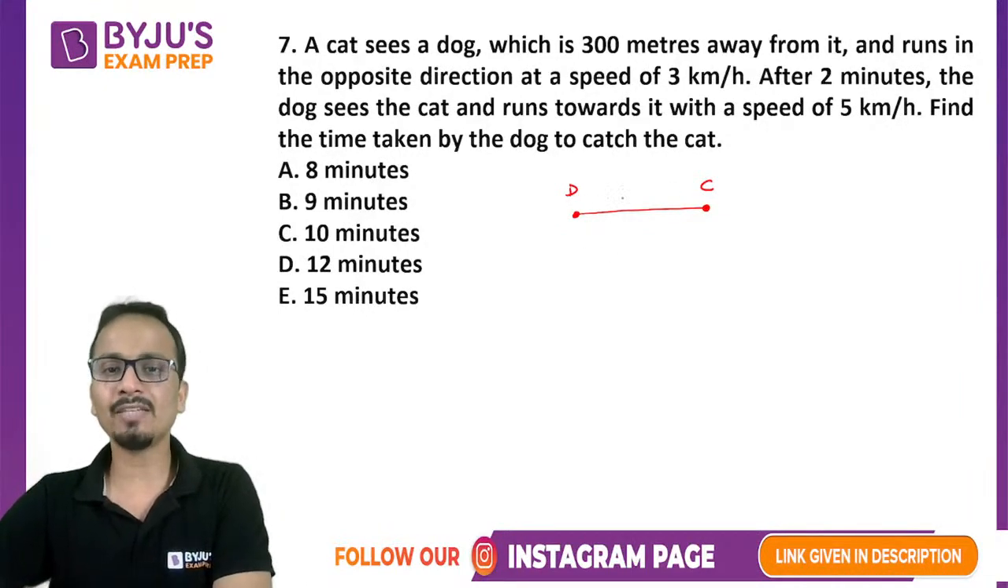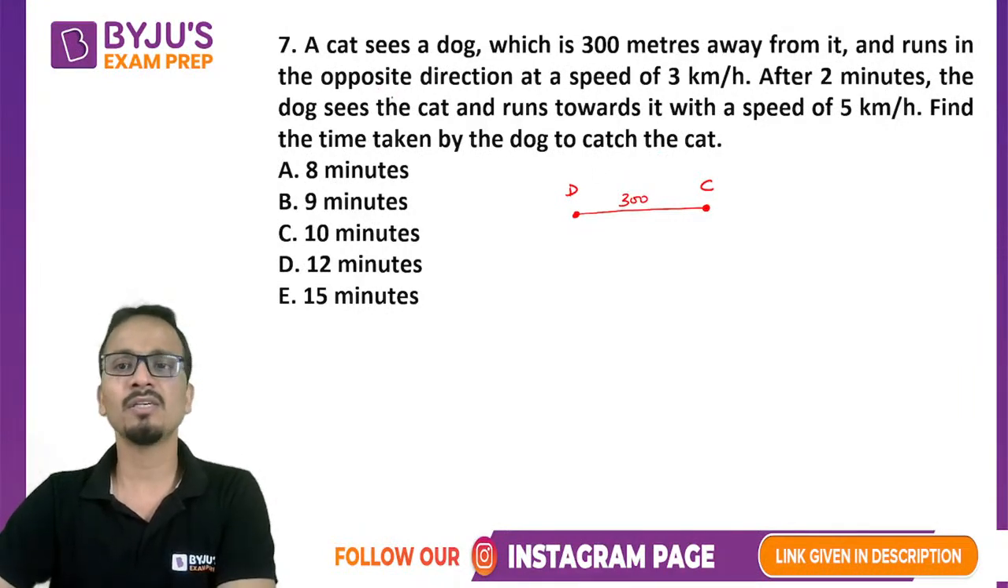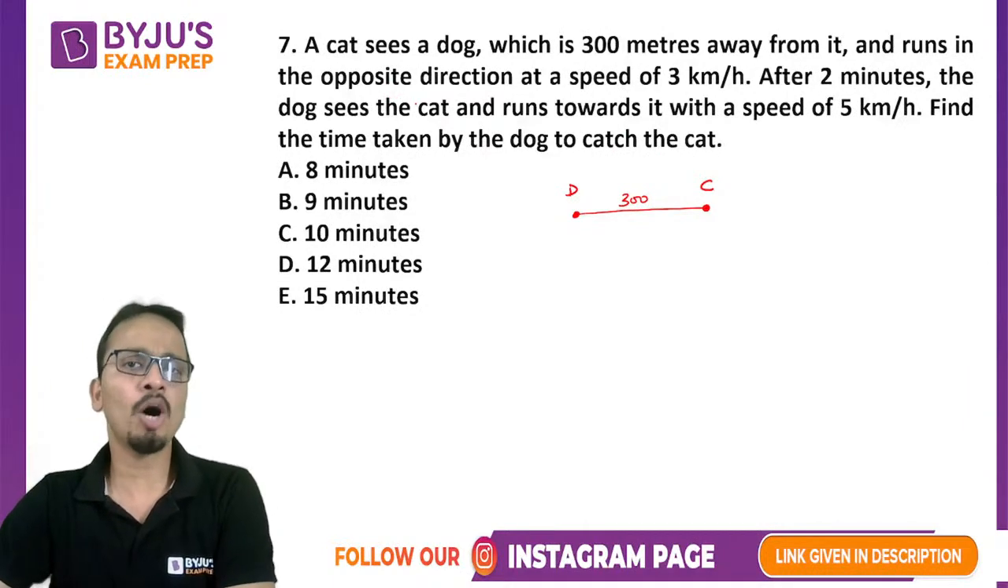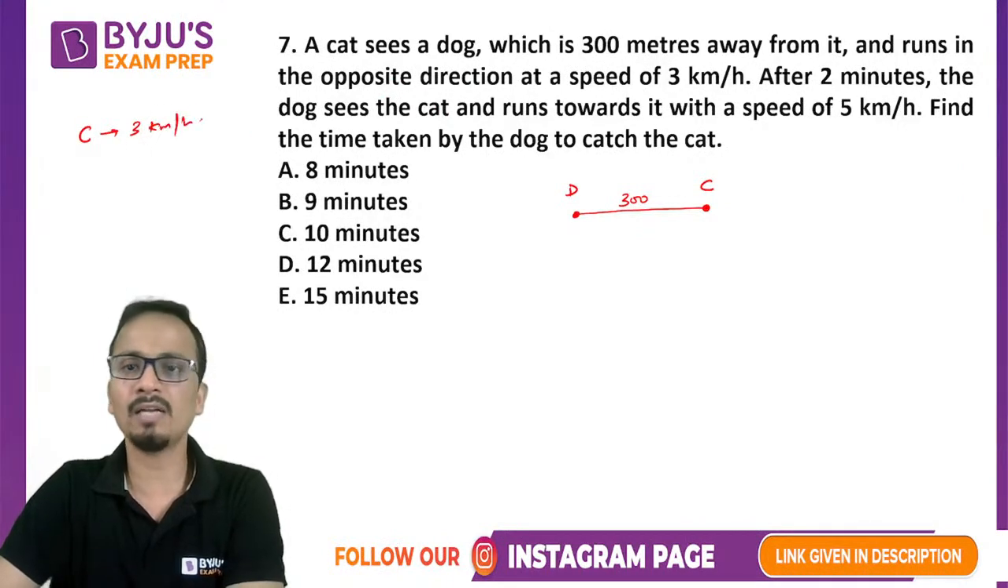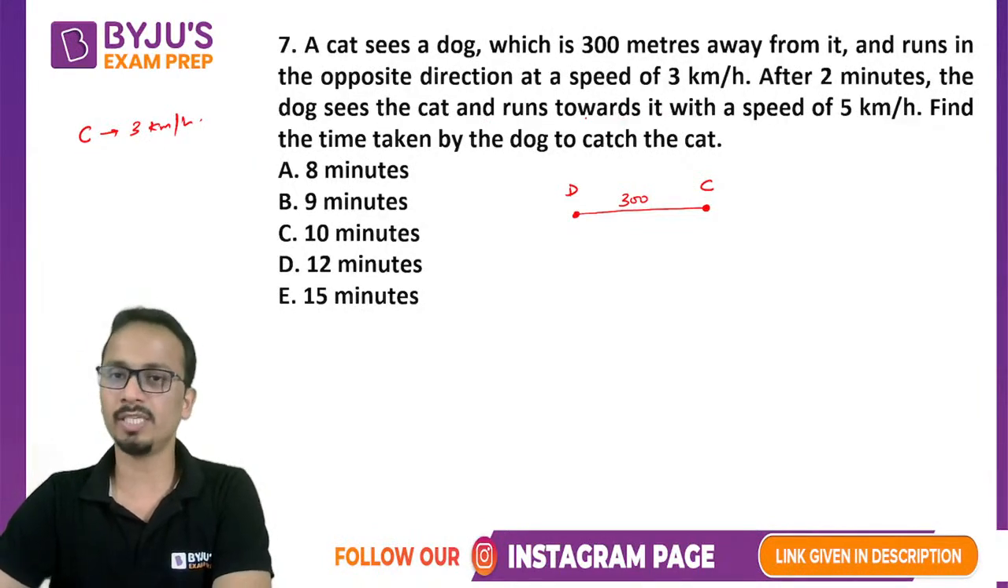So dog and cat, they are 300 meters away from each other. As soon as the cat sees the dog, the cat runs in the opposite direction at a speed of 3 kilometer per hour. And then after 2 minutes, the dog sees the cat and runs towards it. Okay. Now the speed of the cat is 3 kilometer per hour.